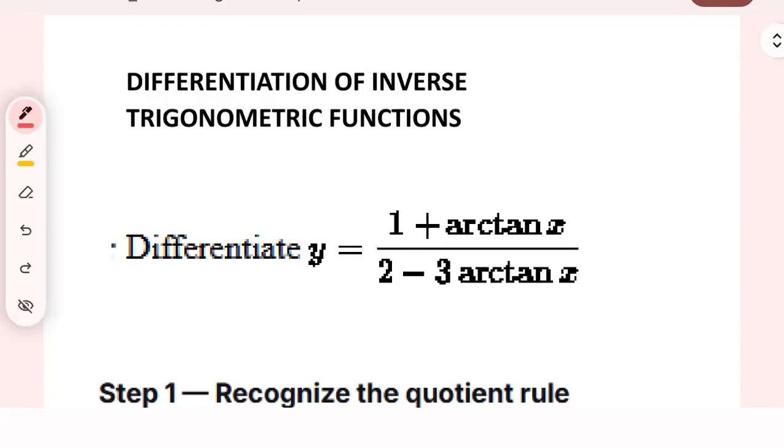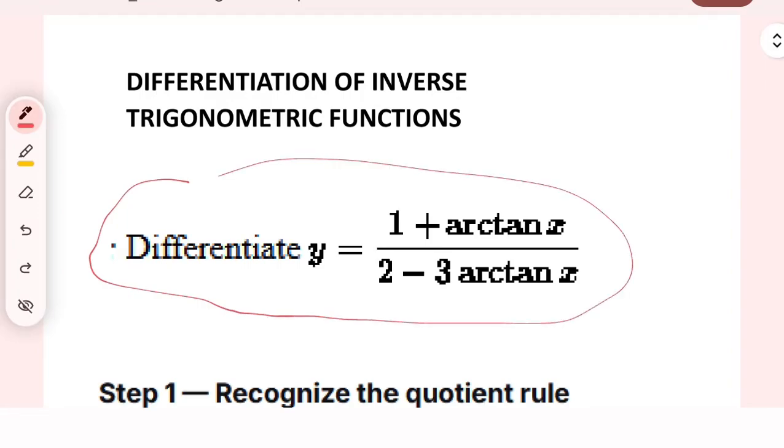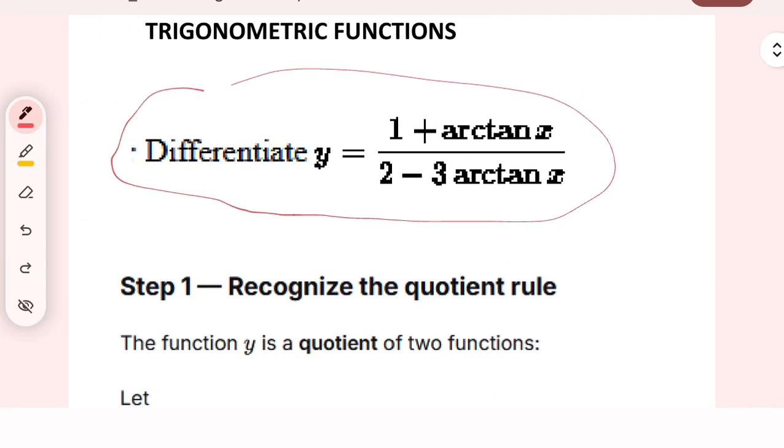Now, this is our second problem. We need to differentiate here. This is the function: y equals 1 plus arctan x divided by 2 minus 3 arctan x. So the first thing we will always do, like what we did in the first problem, is to recognize what kind of rule we shall apply to the problem.